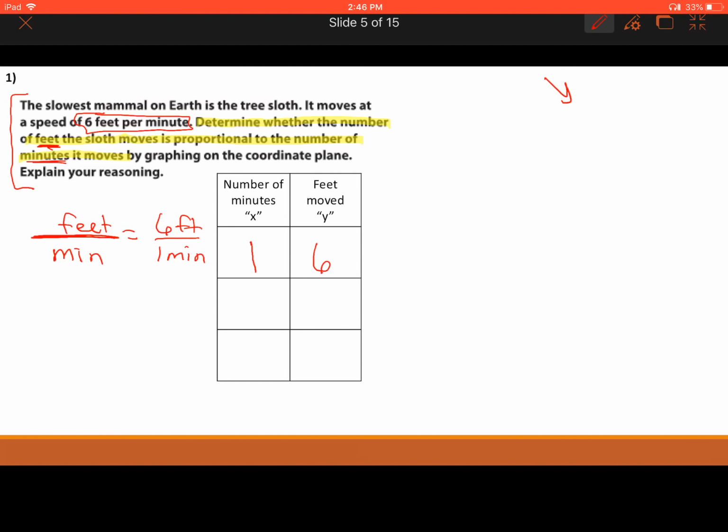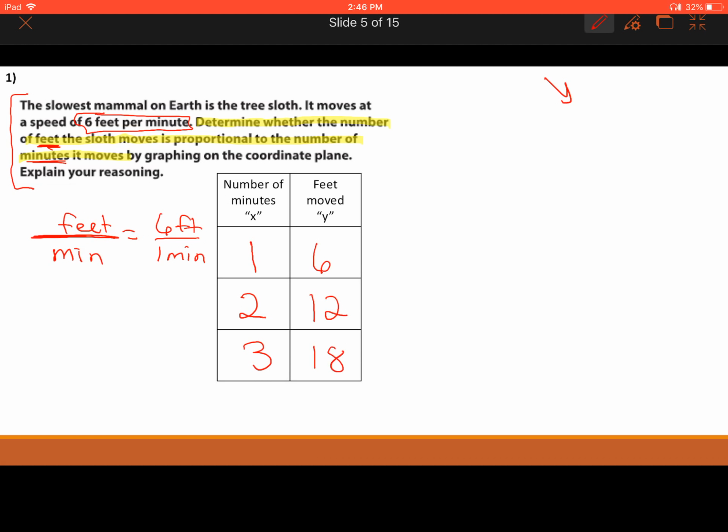All right, well, what about after 2 minutes? Well, if this sloth is traveling 6 feet every minute, after 2 minutes, the sloth will have traveled a total of 12 feet. 6 feet the first minute, an additional 6 feet for the second minute. So after 2 minutes, he will have traveled 12 feet. All right, after 3 minutes, the sloth would have traveled 18 feet.